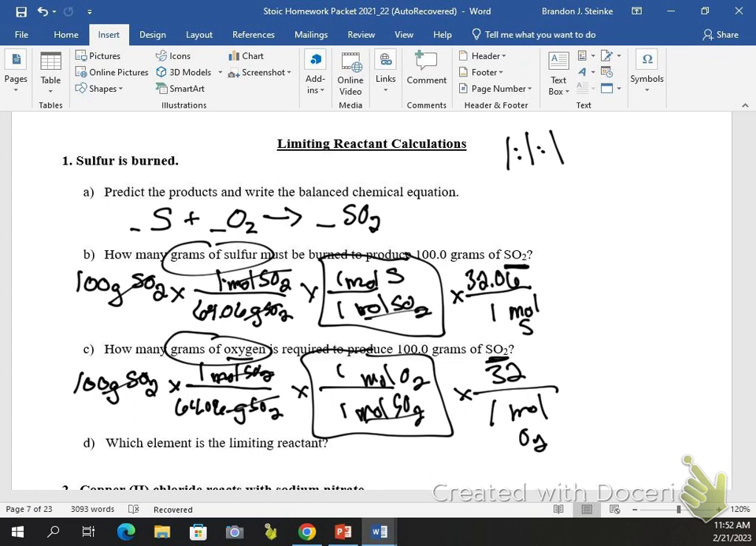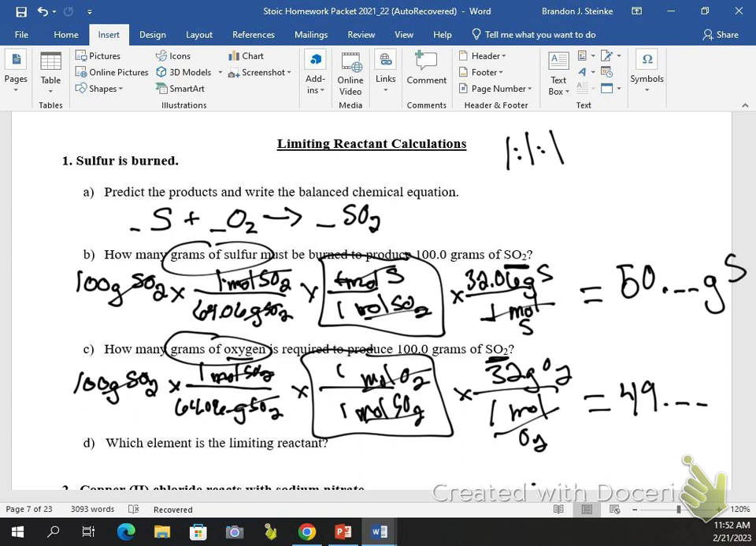Yep. I'm out of the moles, and I'm currently in grams of O2. This is grams of sulfur. And now I should get a count, right? Now my true answer comes. So this one should be 50 point something grams of sulfur. This one's 49.00 grams of oxygen. Now, yes, if you're trying to get a calculator or sig fig answer on your test, then you would need to fill those in. But for the purposes of the new content today, that's good enough for now.